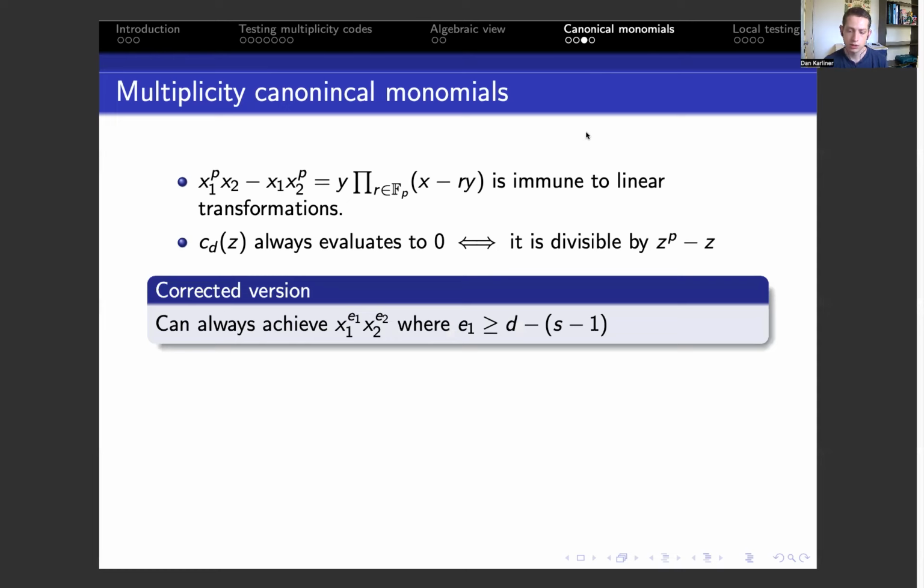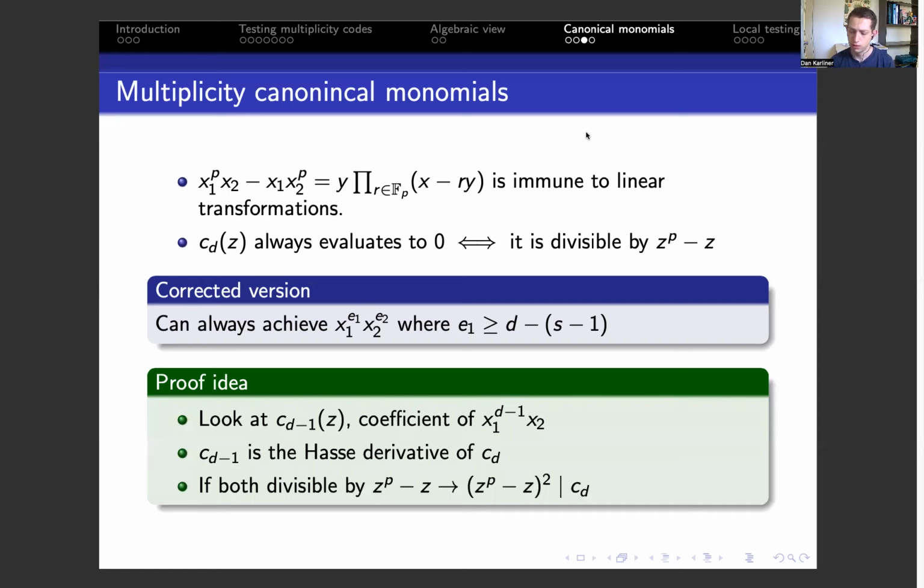So the corrected version of the two-variable lemma that we show is that we can always smush the degrees all the way to x1 up to a loss of s minus 1. So we can achieve x1 to the e1, where e1 is at least d minus s minus 1. And again, there's an analog of this for the d is greater than the maximal degree x1 can have case, which is similar.